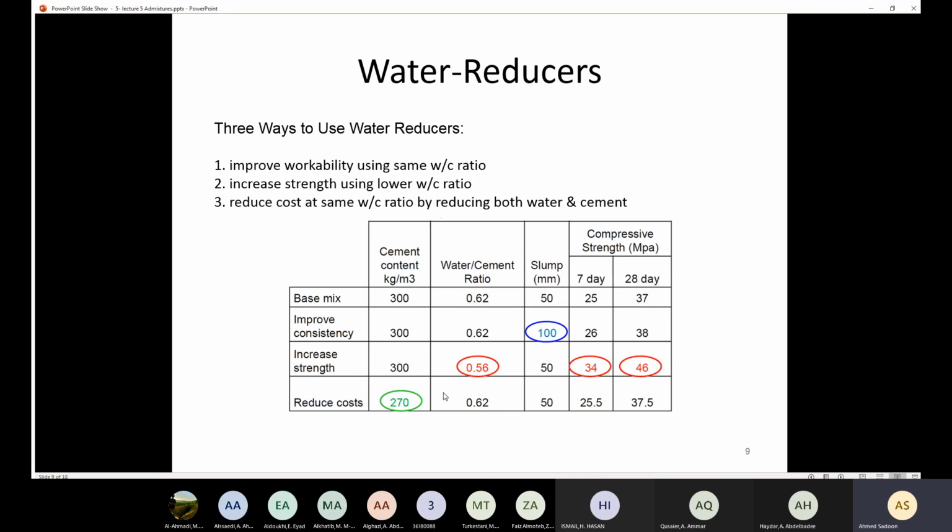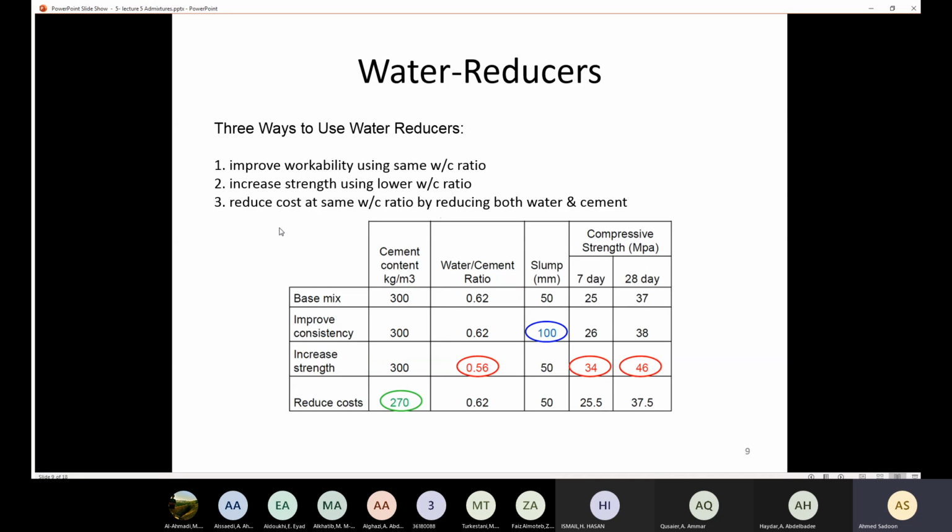I maintain the same water cement ratio. When I use the water reducer, the slump came out to be the same as the base mix, and the strength is almost like the base mix. But what I have gained here, I decrease the amount of the cement content. And we know that the most expensive ingredient in the concrete is the cement. So when I reduced the content of the cement, as a result, I reduced the cost.